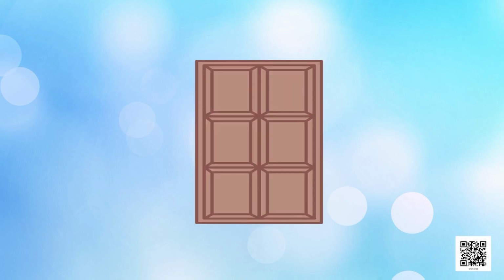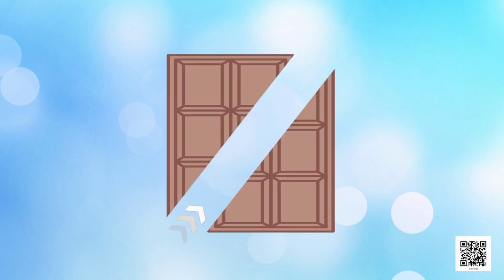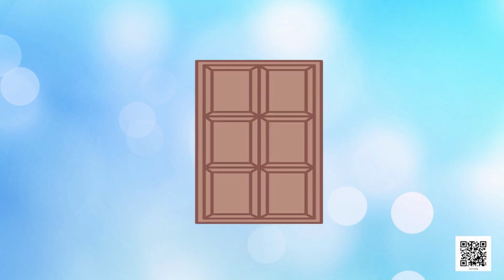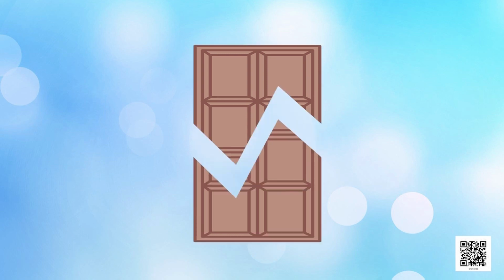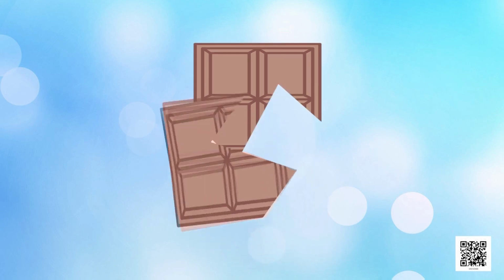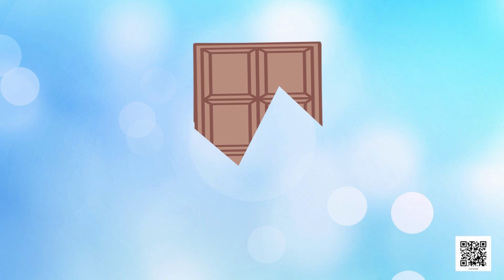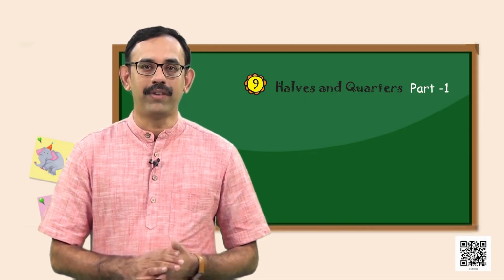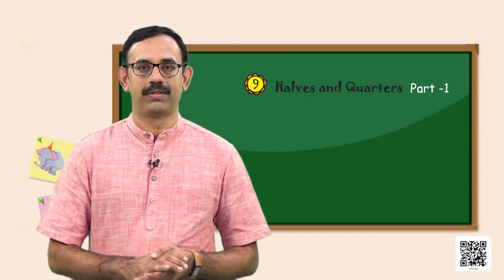You can do it in another way also. How? Diagonally. Let us cut along the diagonal. Are they equal? Yes. You can do it in other ways also, for example, zigzag. Let us see this. Yes. Now it is your turn. You can try with other methods also.